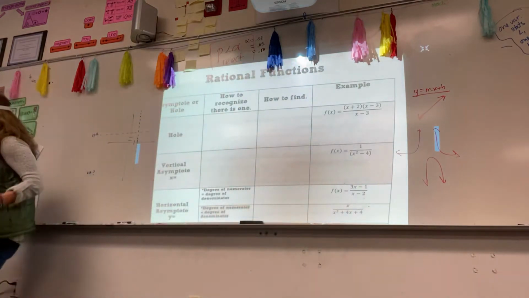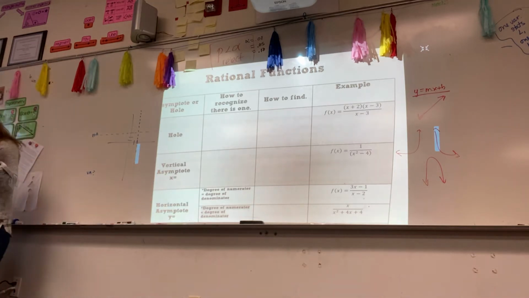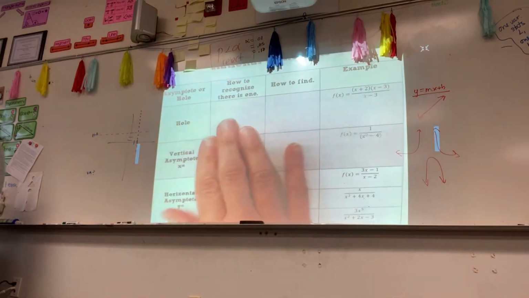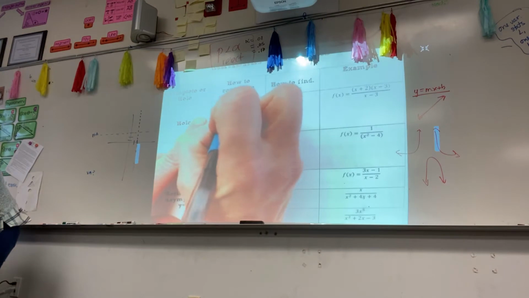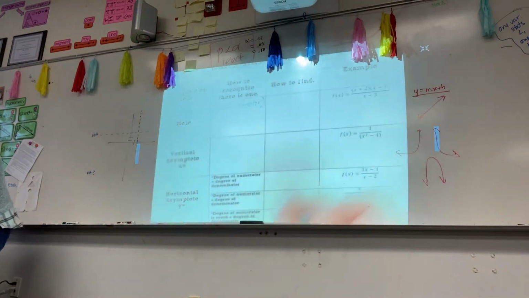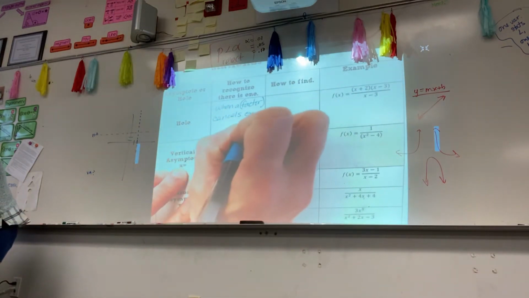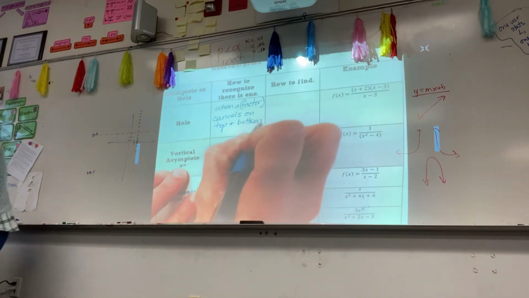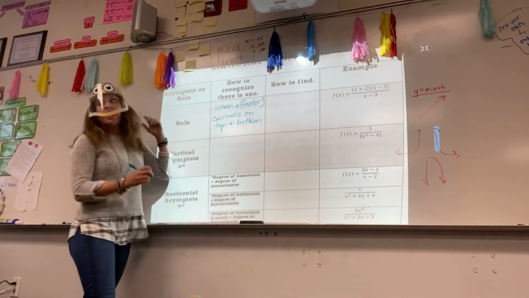All right, so first we're going to talk about how do you get a hole in your graph, okay? A hole in the graph happens when something cancels. So get ready, take some notes. We're going to kind of go back and forth. So when a factor, something in parentheses, cancels on top and bottom in the numerator and denominator. All right, so when a factor cancels on the top and the bottom, then you'll have a hole there.